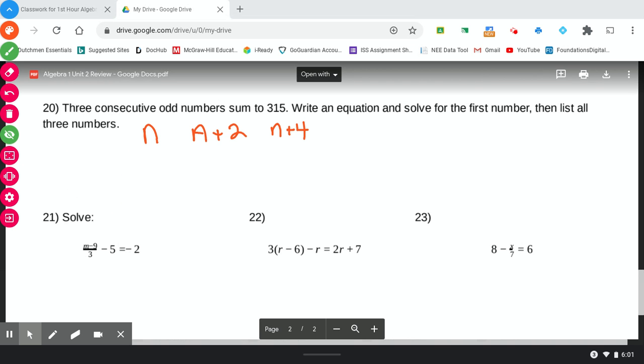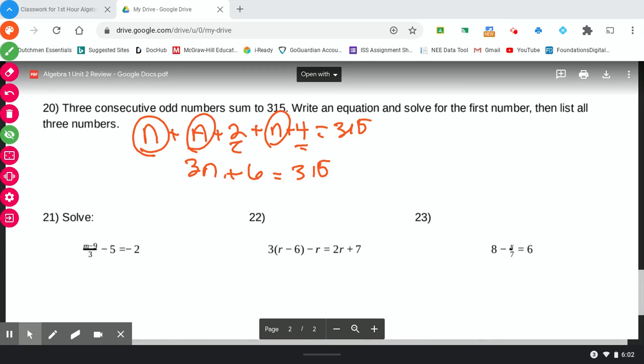Because our first odd number, and then to get to the next one, we'd have to add 2, and to the next one, we'd have to add 4. All right, so we're going to add all these together, and it's going to equal 315. Again, add our like terms together. That gives us 3 n's, and then 2 plus 4 is a positive 6, equals 315. So let's subtract this 6 from both sides, and that leaves us 3n on this side and 309 on this side.